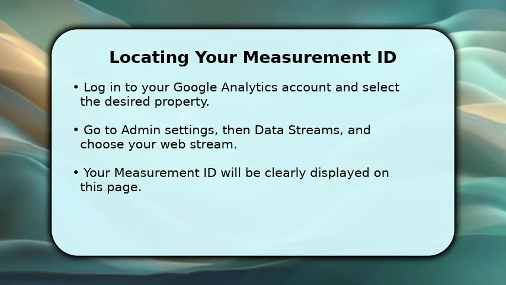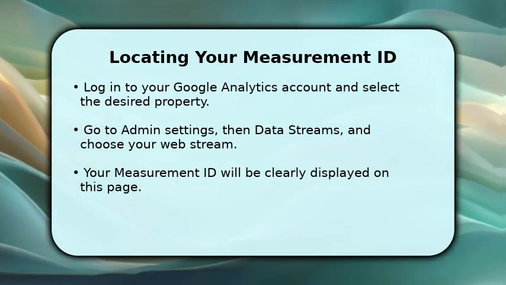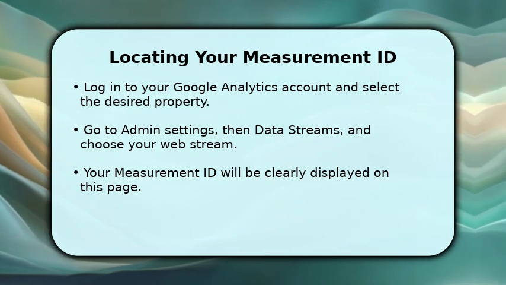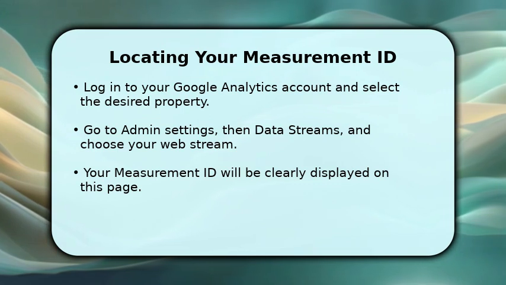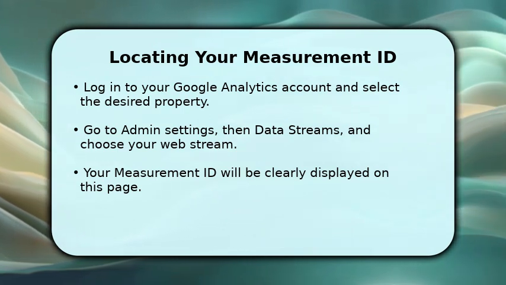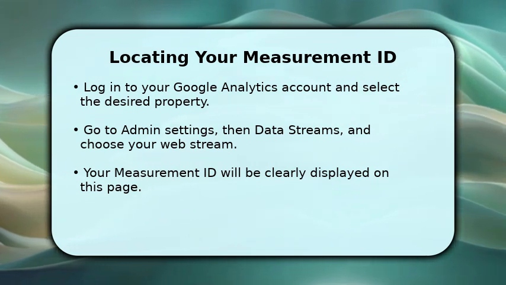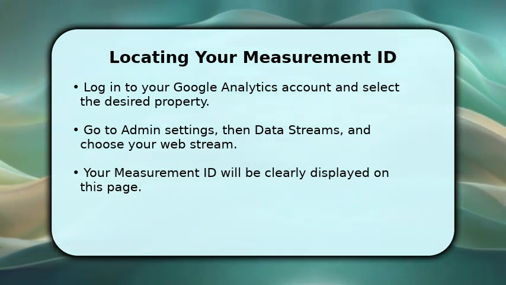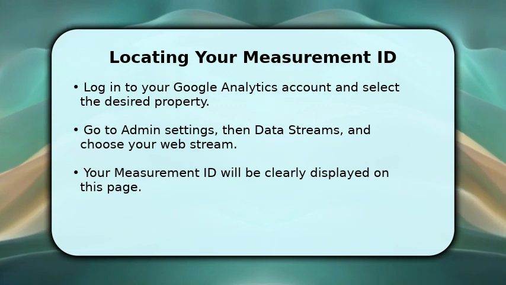To find your Google Analytics Measurement ID, log into your Google Analytics account. Once logged in, select the specific property you wish to connect. Navigate to the Admin section, then click on Data Streams and choose your web stream. Your unique measurement ID, starting with G, will be prominently displayed there. Copy this ID carefully, as it is crucial for the connection.